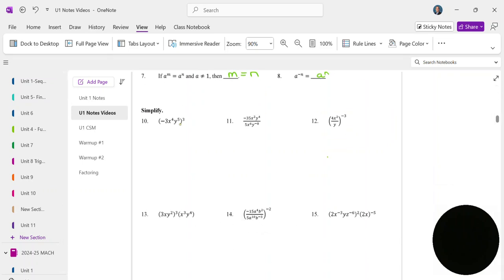So here, we would take negative 3 to the third, x to the fourth to the third, so you multiply, which gives you x to the 12th. Y to the fifth to the third gives you y to the 15th. And negative 3 to the third gives you negative 27.